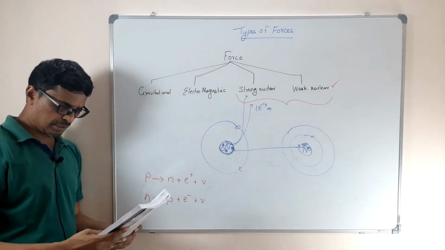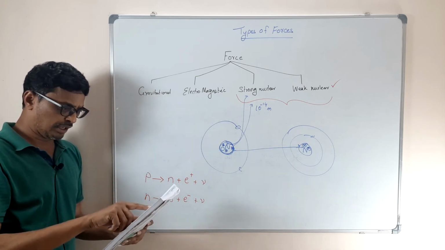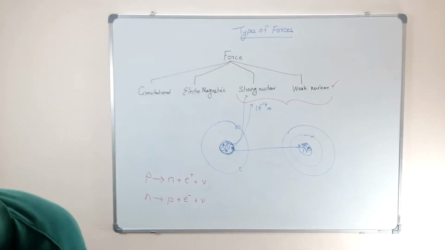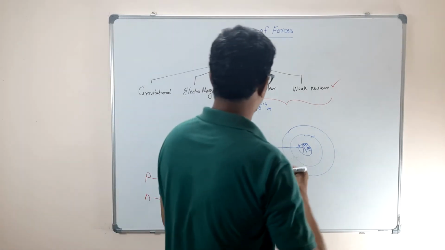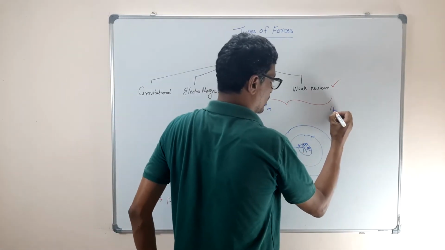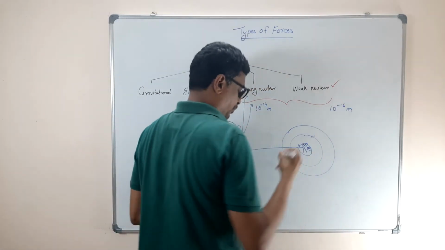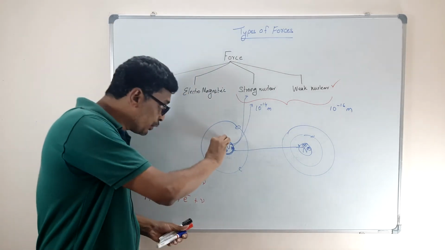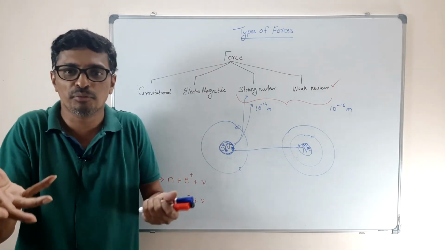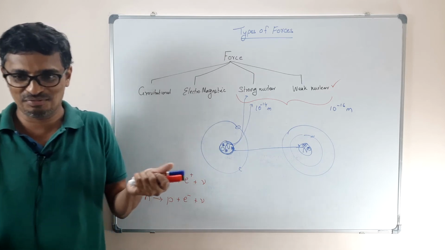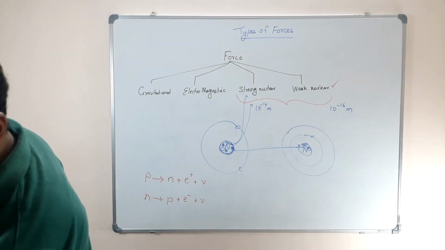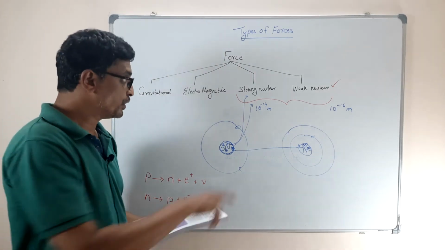So this is the interaction, the weak one I'm saying. This range is much shorter, typically 10 to the power minus 16 meter. This happens within the nucleons. A nucleon, a proton or a neutron, changes into the other. Okay, so this one.